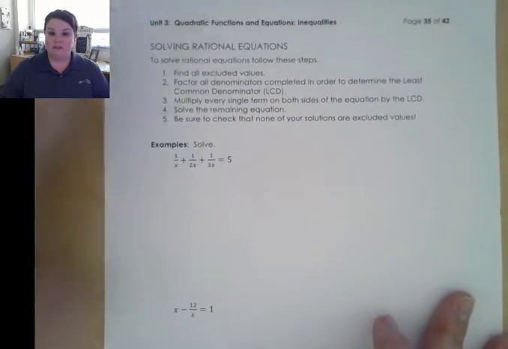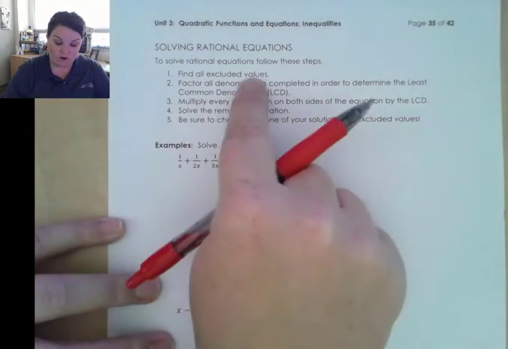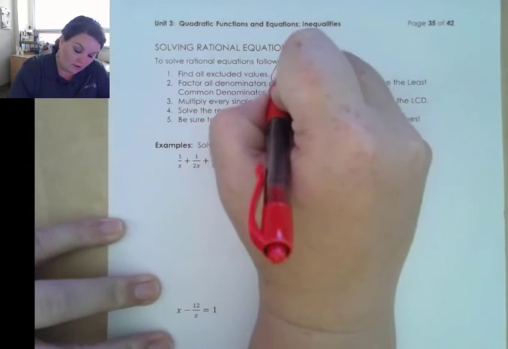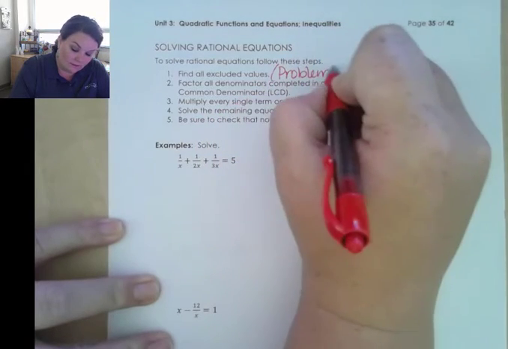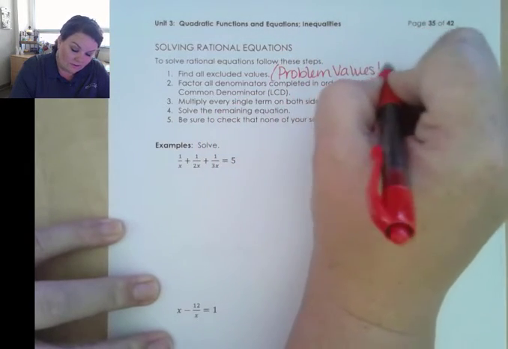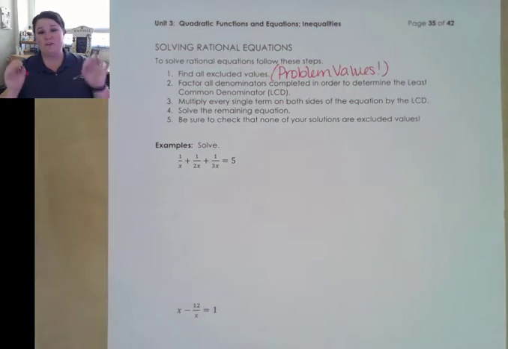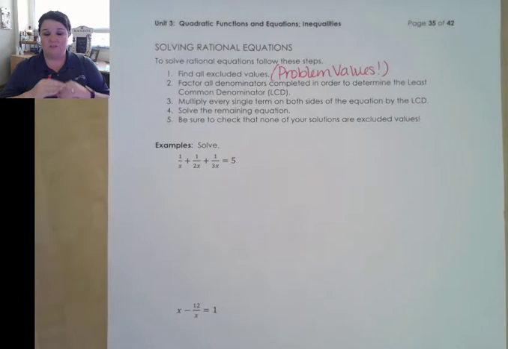Steps for solving. First, we want to find all of our excluded values. These are our problem values. It's best to do this at the beginning, because then we don't have to think about it at the end. So we want to know right off the bat what x cannot be, so that we can have that written off to the side.